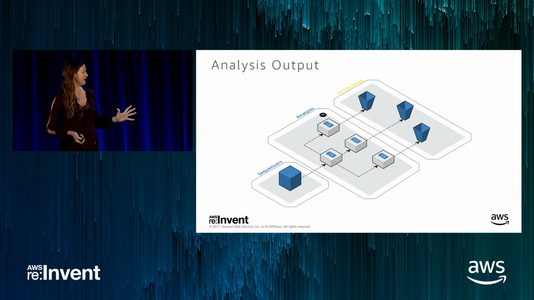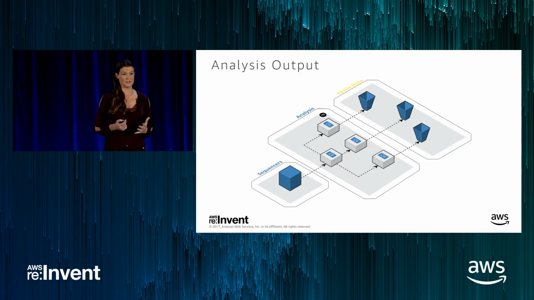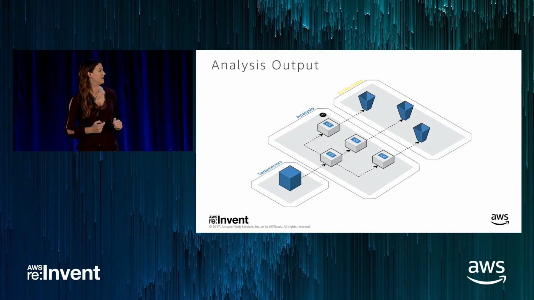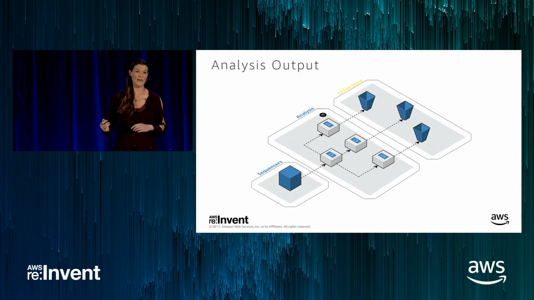So where does this data come from? We put the samples into our sequencer, and after the sequencer is done sequencing, it dumps the data into our local Isilon storage, and then Aspera uploads that data into S3.